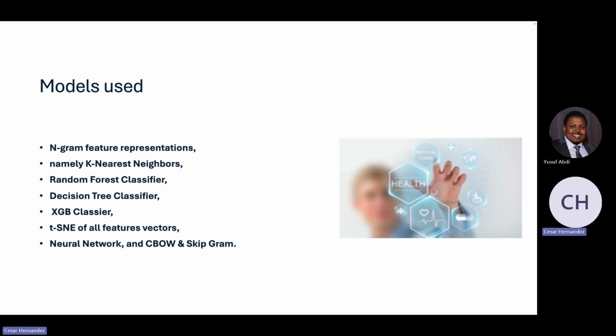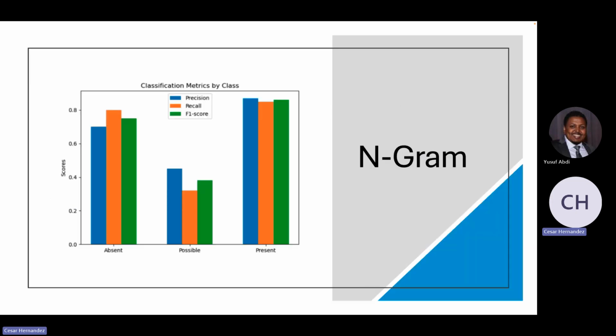The models we used to apply to our data set regarding clinical assertions are as follows: the ngram feature representations, k-nearest neighbors, random forest classifier, the decision tree classifier, XGB classifier, the t-SNE of all feature vectors, the neural network, and the CBOW and skipgram models. Next, I will go over the ngram model we added to the dataset.